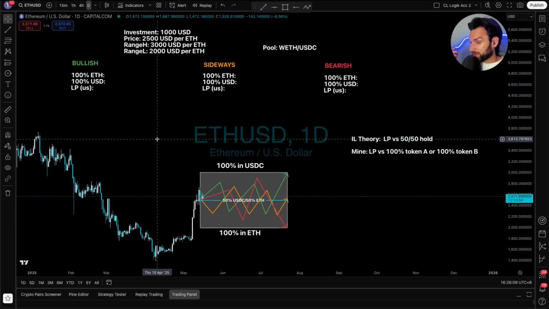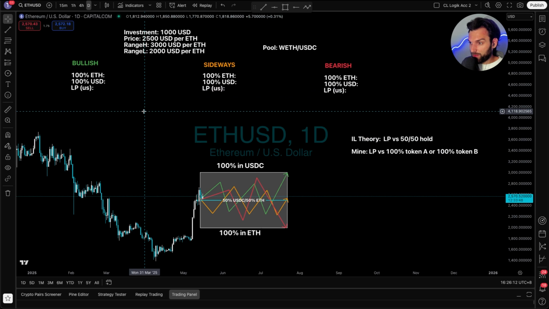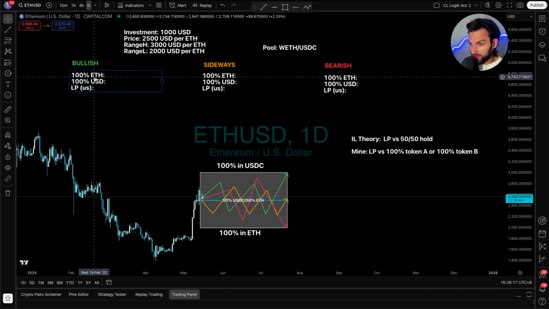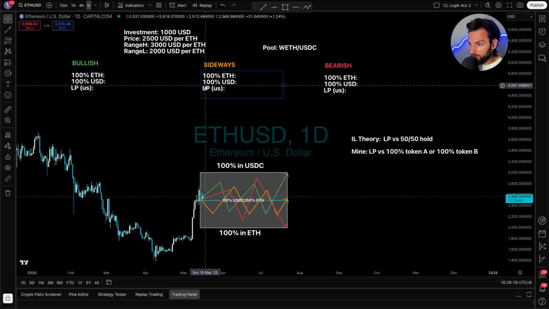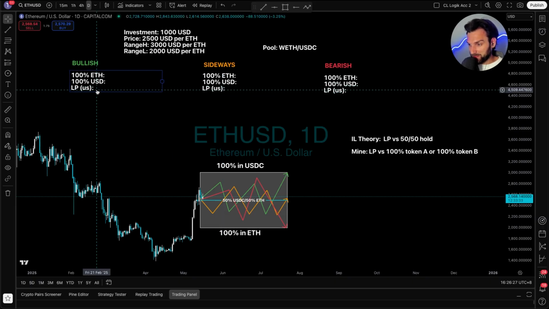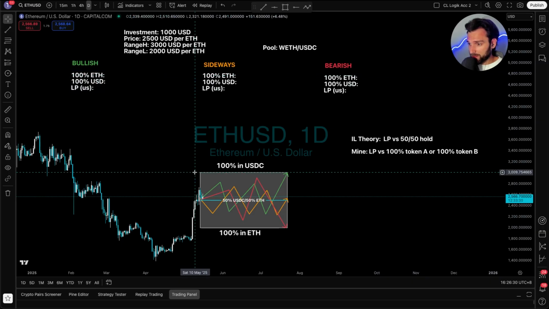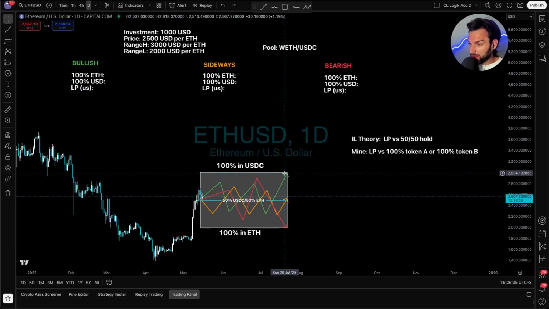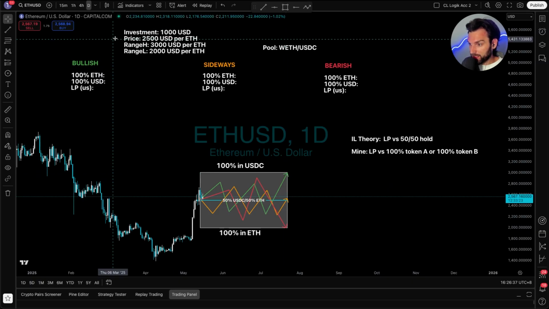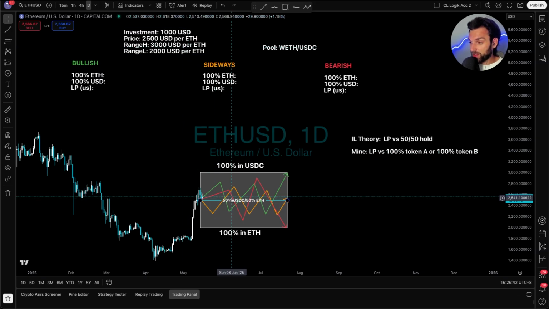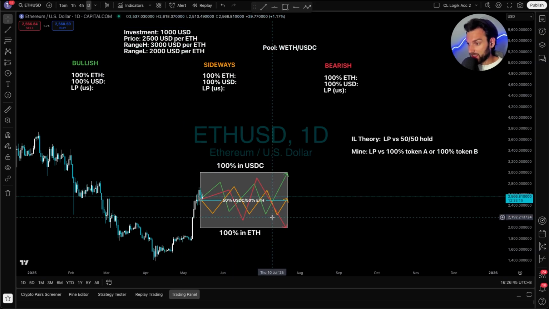So basically, what we're going to calculate now is how do we perform versus every scenario versus a holder of 100% ETH and 100% USDC. We, the LP, so the liquidity provider or the liquidity pool, that is us. So let's calculate. So someone holding 100% Ethereum at $2,500 per ETH, and price goes up to $3,000 per ETH. Remember, that is our range high. So it's 3,000 USD per ETH. So it goes up by 20%.